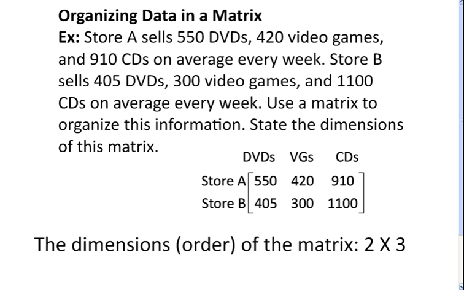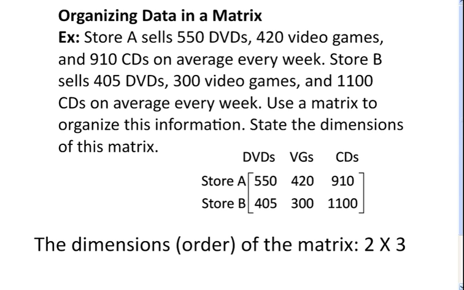Okay, organizing data in a matrix. Here's the first example of how to organize it. Store A sells 550 DVDs, 420 video games, and 910 CDs on average every week. Store B sells 405 DVDs, 300 video games, and 1,100 CDs on average every week. Use a matrix to organize this information. State the dimensions of this matrix.